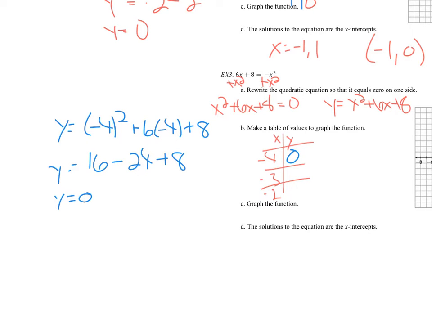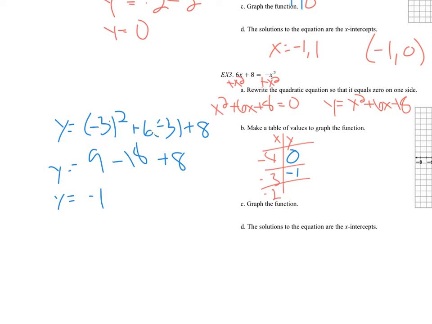And then we have our negative 3. So I'll substitute that in. So negative 3 goes in here. Negative 3 squared is 9. 6 times negative 3 is a negative 18. So we can go and add those together, and y now equals a negative 1.